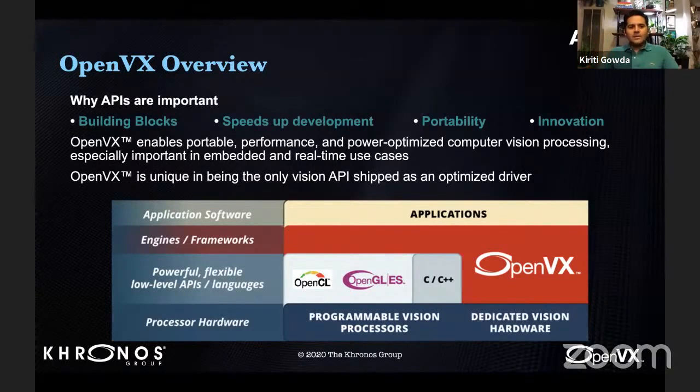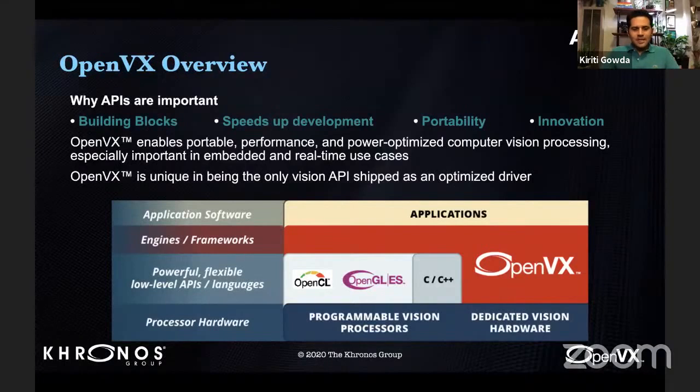So with that in mind, OpenVX enables portable, performance portable, and power optimized computer vision processing across OSs and across platforms, which is very important these days in embedded and real-time applications. So OpenVX is the only vision API shipped as an optimized driver. So we'll talk about that in a couple of slides in the future.